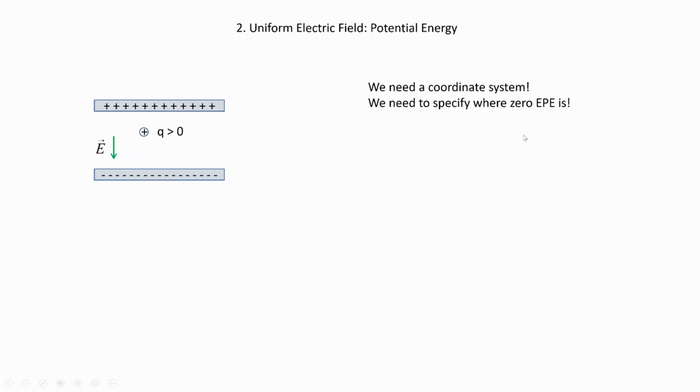I need to specify where zero electric potential energy is, and there it is. So I'm going to put it on the surface of the negatively charged electrode to coincide with the zero of my coordinate system. So far, it looks just like gravity, except that remember, there's no real up or down in this case, because I'm talking about two parallel plates and I'm ignoring gravity. But I have a positive direction from the negative to the positive, and I put the zero of both the origin and the electric potential energy to coincide with the surface of the negatively charged plate.